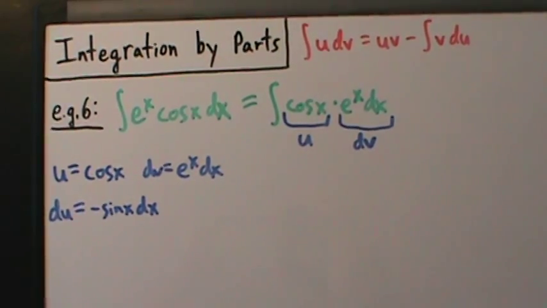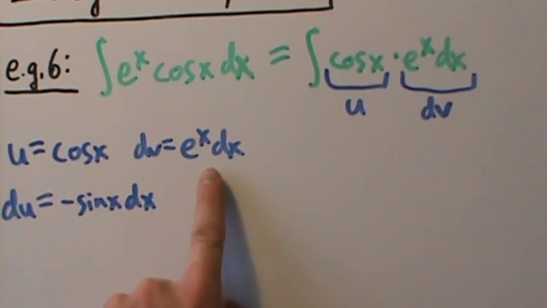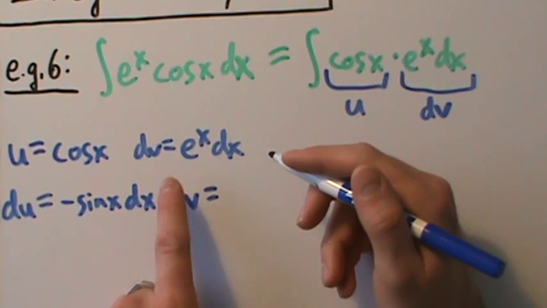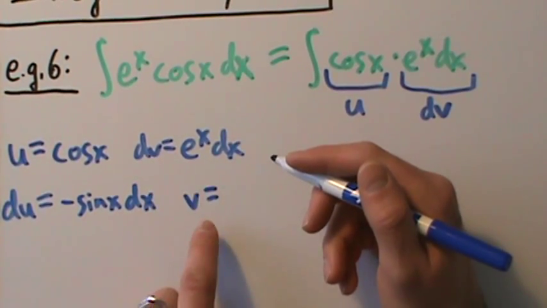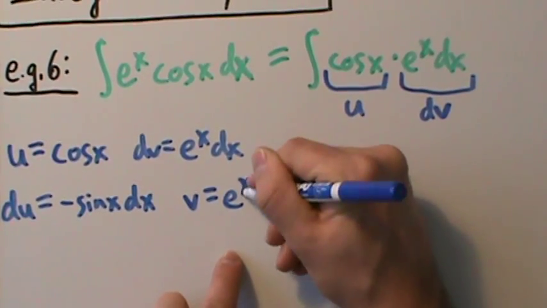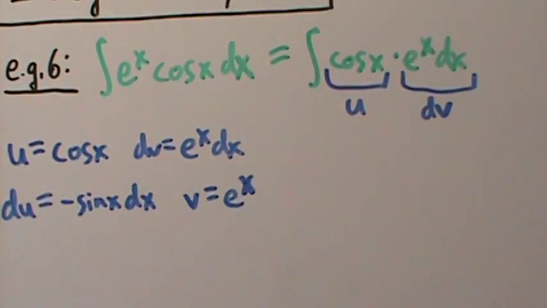And then let's zoom in a little bit here. Now if dv is e to the x dx, how do we get v? Well, remember, v is just the integral of this, right? So integrate dv to get v. If we integrate e to the x dx, we get e to the x. And remember, for integration by parts, forget about the arbitrary constant at this step.